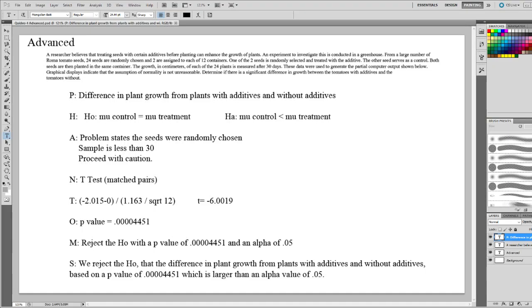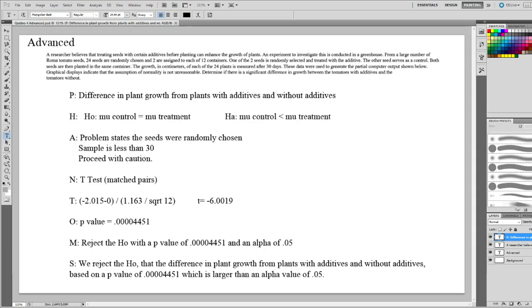Starting off with PHANTOMS, our P, or our parameter of interest, is the difference in plant growth from plants with the additives to the plants without the additives. For H, or our hypotheses, our null hypothesis is that the mu of the control is equal to the mu of the treatment, so there is no change if you add the additives or do not. And then our alternate hypothesis is that the mu of the control is less than the mu of the treatment. So the treatment will grow more.